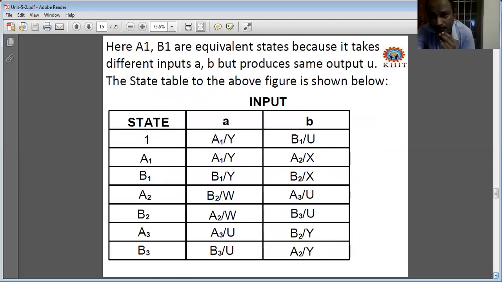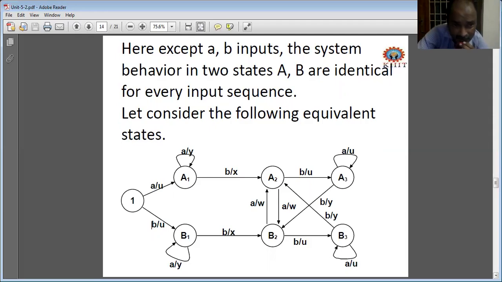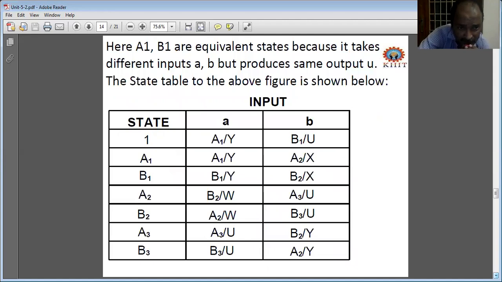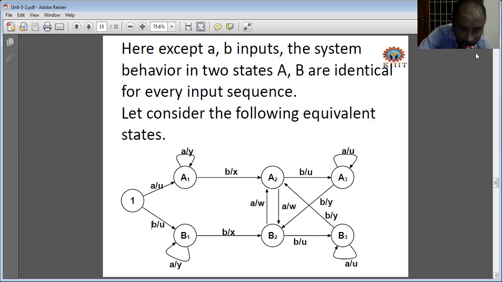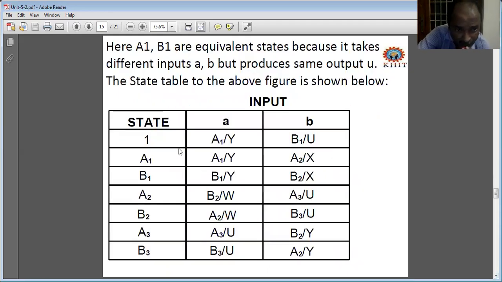Now write the state table for the above figure. From 1 to A1, what is there? A input, U output. So what are the different states? First we write the states. The different states here are 1, A1, B1, A2, B2, A3, B3. That's why written here 1, A1, B1, A2, B2, A3, B3.